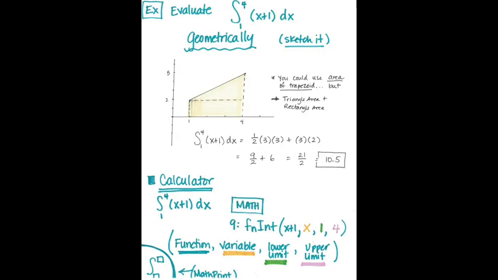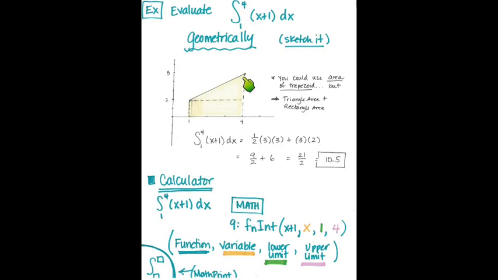So let's look at an integral, but let's look at it in two different ways. One, we're going to look at it geometrically. Here is the integral from 1 to 4 of the function x plus 1, which is a linear function. So we draw the line x plus 1, but we only draw it between 1 and 4. The line would continue on before and after, but we're only interested in this line between 1 and 4, and the area from the x-axis up to that line.